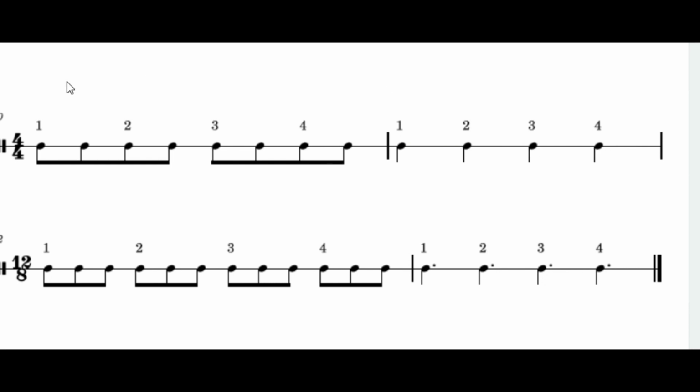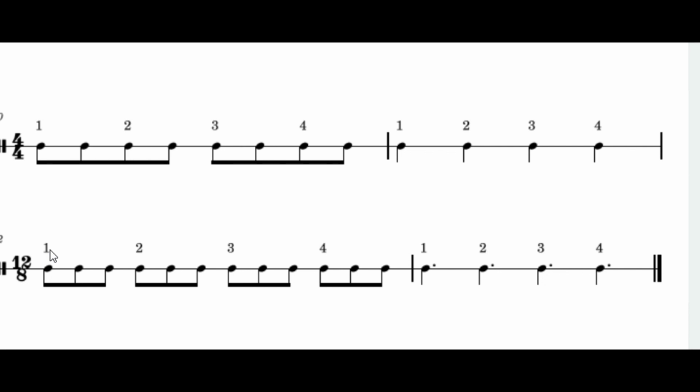1, 2, 3, 4. The simple means that your 1 is divided into 2, your 2 into 2. Your third beat is going to be 2 counts, and your fourth will be 2 counts. So you will have that 1, 2, 3, 4. Do, day, do, day, do, day, do, day. All right, so that's the feel of your 4.